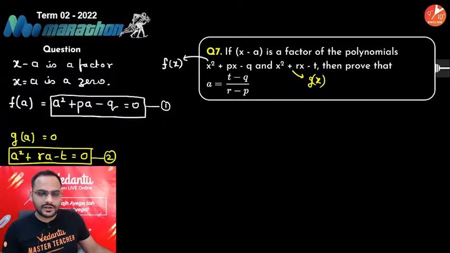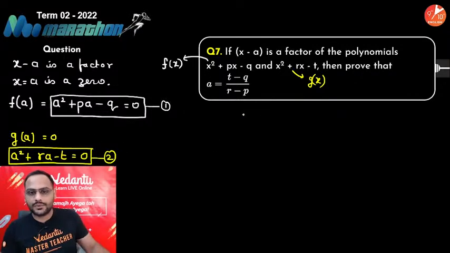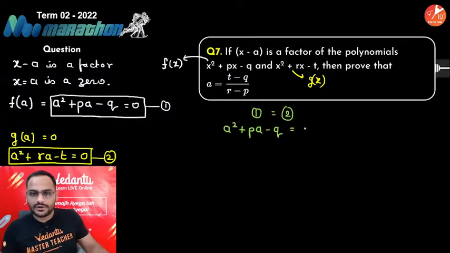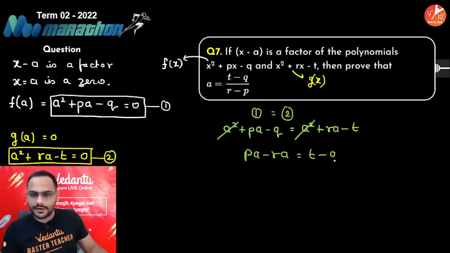Now in both these equations guys, observe one thing, कि both the equations are equal to 0. So I will say we can equate equation 1 with equation 2 since both are equal to 0. So a square plus pa minus q is equal to a square plus ra minus t. A square, a square got cancelled. Shift ra over there and q over there. So you'll get pa minus ra is equal to t minus q.